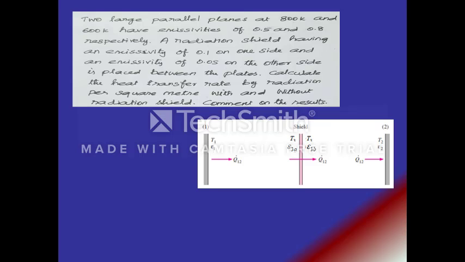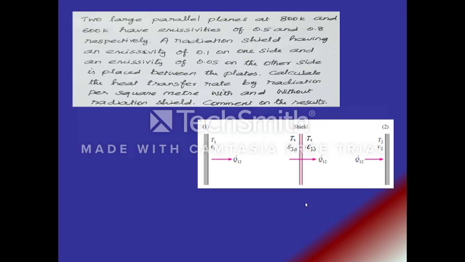So far we have seen shields having the same epsilon 3 on both sides. See, this is the shield. On both sides it was only epsilon 3, the same emissivity. But in this problem, both sides have different emissivities. This is possible by using selective coatings. So on the left hand side, the emissivity epsilon 3a, let us say, is 0.1. And the emissivity on the other side, the right hand side, epsilon 3b, is 0.05.